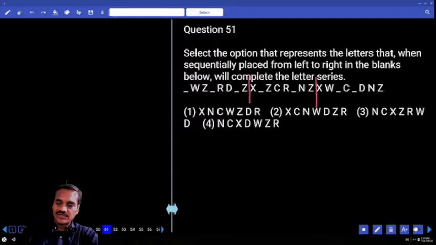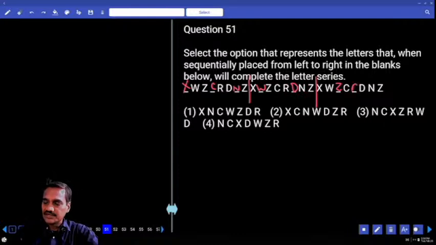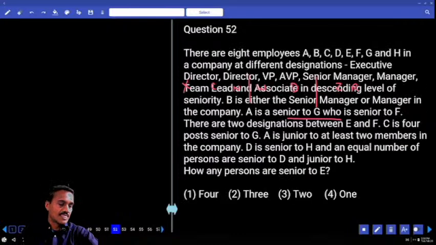Now the first letter is what? X, W, Z, X, W, Z, C, R, D, N, Z. X, W, Z, C, R, D, N, Z is repeated. Then what is the term that is missed out? X, C, N, W, D, Z, R. That is given in the choices for question number 51.